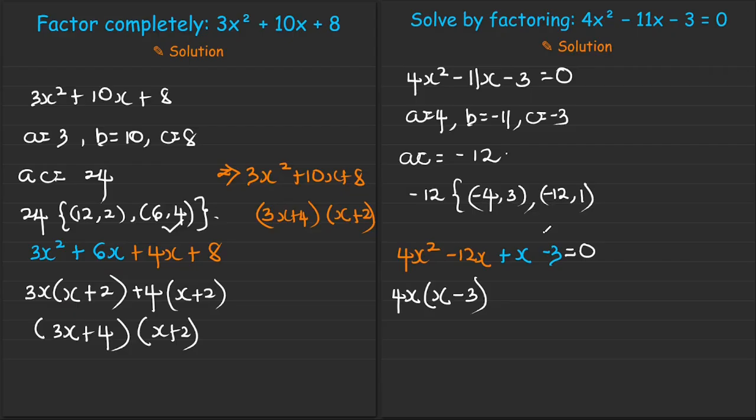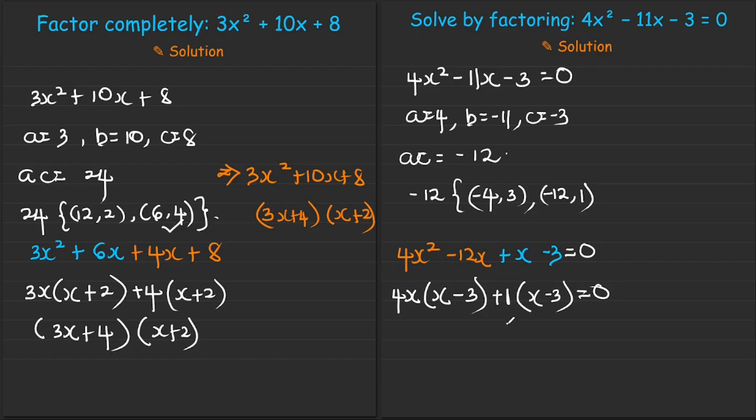What are the common factors of 1 and negative 3? That is a positive 1. Now positive 1 times what gives us x? It is simply an x. Then positive 1 times what gives us negative 3? It is simply a negative 3. That is equal to 0.